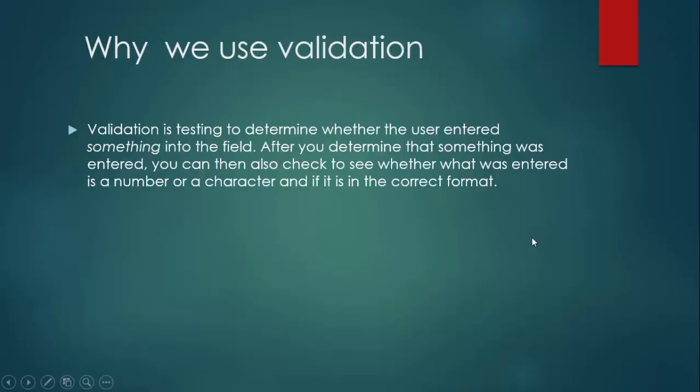Why do we use validation? Validation is testing to determine whether the user enters something into the field. After you determine that something was entered, you can then also check to see whether what was entered is a number or a character and if it is in the correct format.